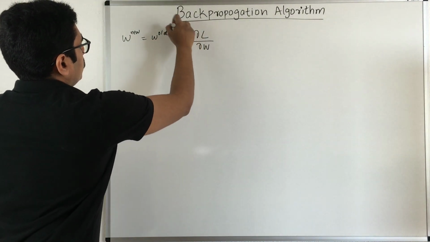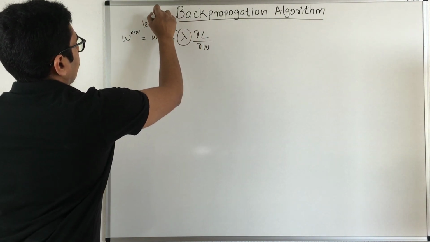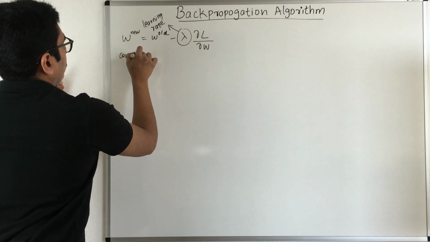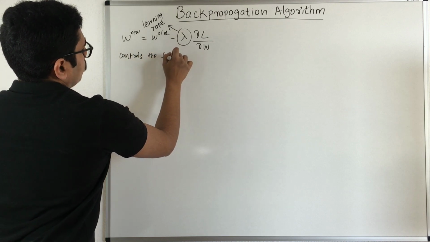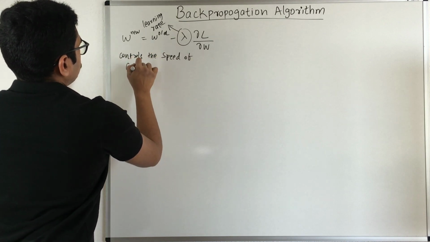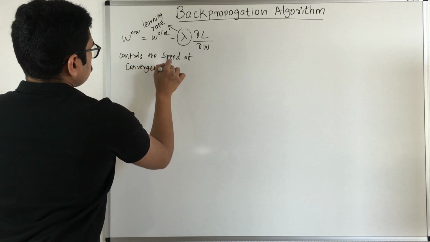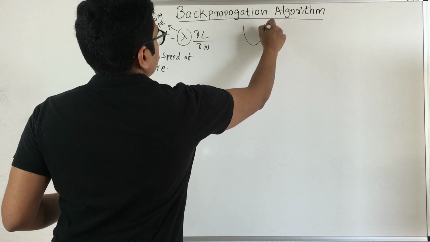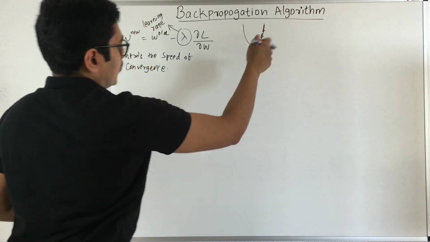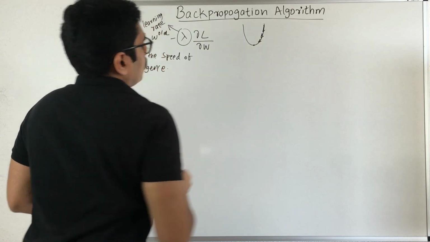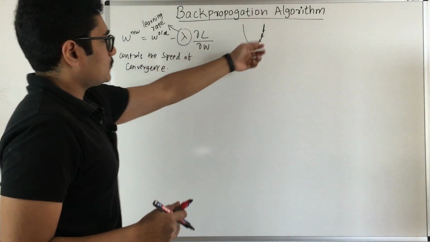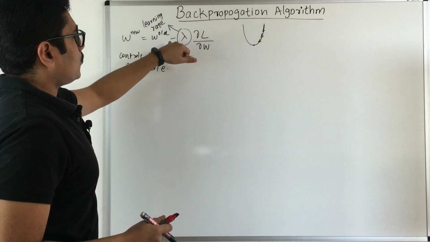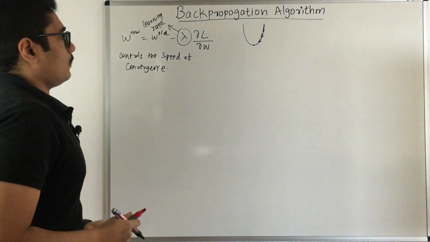So this lambda is nothing but your learning rate, and it controls the speed of convergence. So whenever you have a function like this, if you want to go down, that is against the direction of the gradient, in order to take small baby steps, you just descend down the valley. So that's why we use this negative sign to come down.